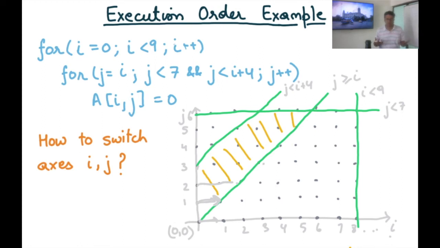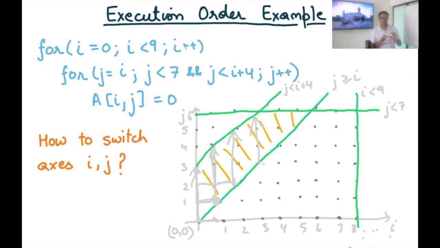What if I wanted to switch the order of execution, or switch the order of iteration over this iteration space? In that case, maybe I want to switch the axis such that it goes in the vertical direction first. So it goes 0, 0, then 1, 0, 2, 0, 3, 0, then 1, 1, 2, 1, 3, 1, 4, 1, and so on. So it's basically vertical first order in this particular diagram.